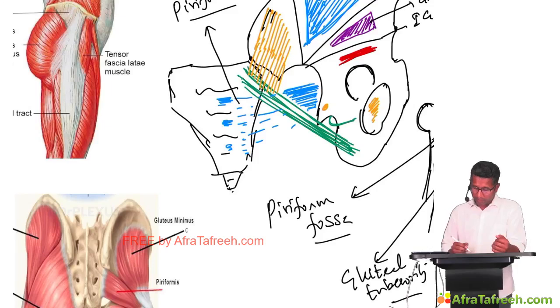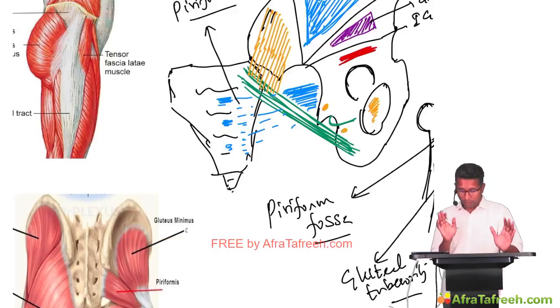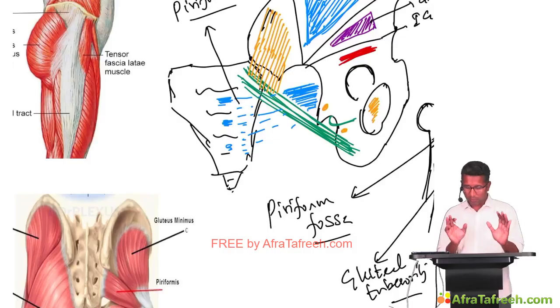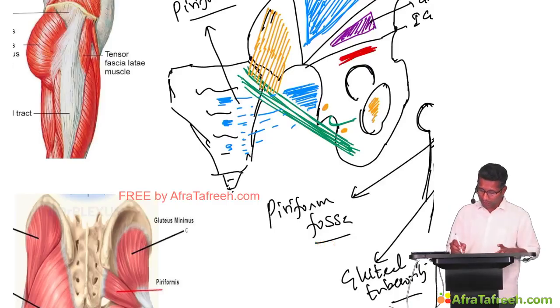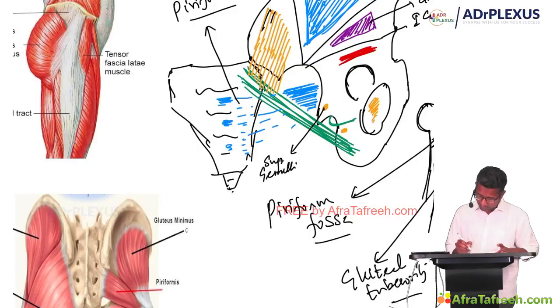On the upper part of the ischium there is another muscle which arises, called the inferior gemellus. Don't worry about the origin and insertion of these muscles, they are not much needed. You need to understand that there are three muscles in this region. One is called the superior gemellus.